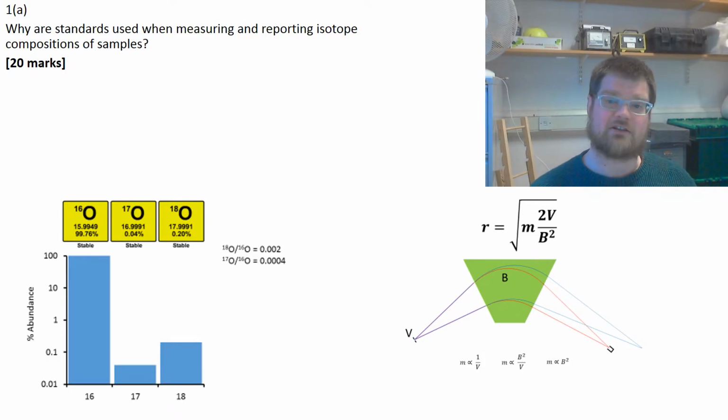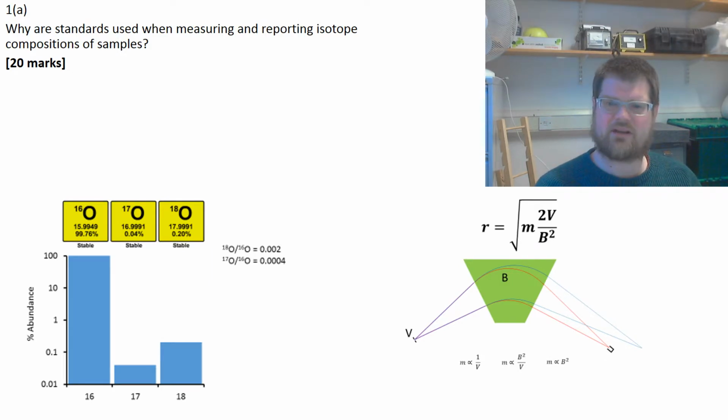So if we have standards which have the same isotope composition in every little pot of standard that we hand out to different labs around the world, we can compare between the two. So inter-lab comparison is a really important reason, again, why we measure isotope standards. Okay, so those are important things that should be in that.